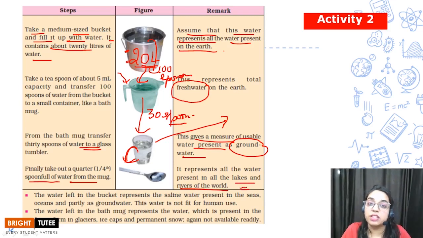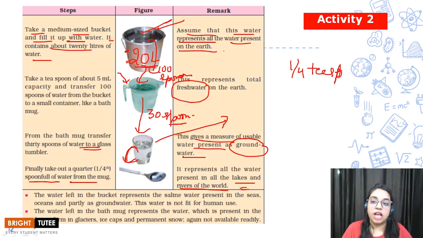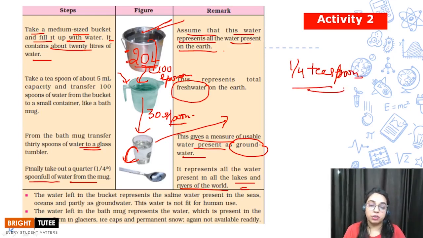So children, can you imagine the whole water which is there on the surface of earth is like a whole bucket full of water, whereas the water which is available in the form of usable water is only 1/4 teaspoon, right? So children, I really hope that you would have understood the availability of water on the surface of earth. Okay children?